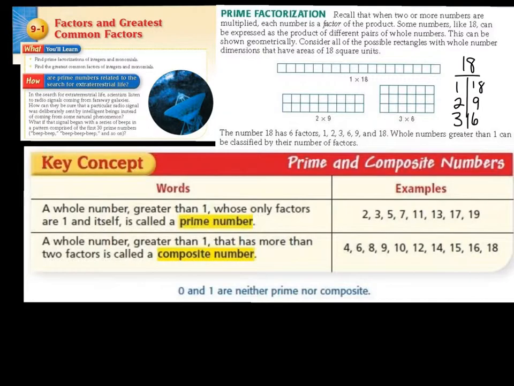A whole number greater than 1, whose only factors are 1 and itself, is called a prime number. So the first prime number is 2, then 3, 5, 7, 11, 13, 17, and so on. A whole number greater than 1 that has more than 2 factors is called a composite number. 4 is a composite, it's 2 times 2, 6 is 2 times 3, and so on. 0 and 1 are neither prime nor composite.